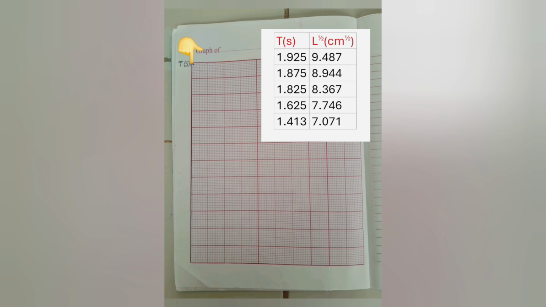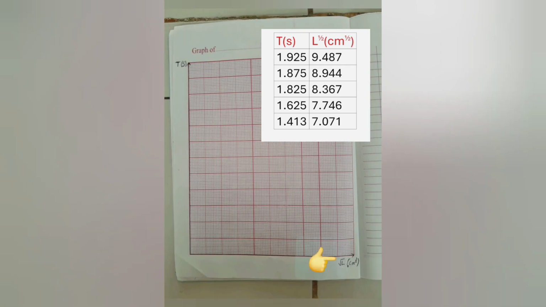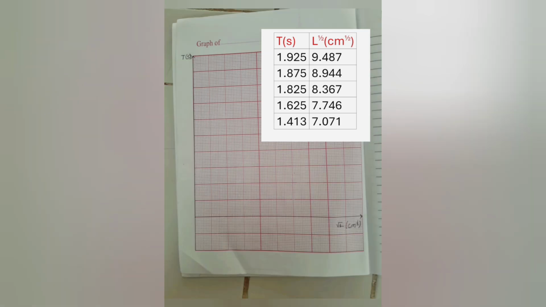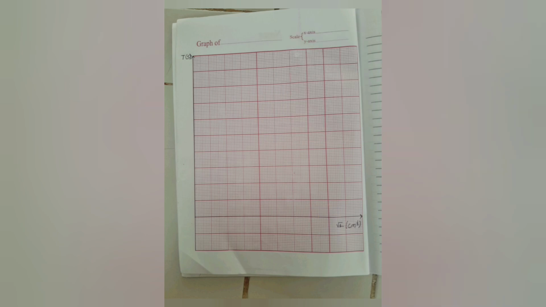Thirdly, draw your horizontal line, such that you will have 10 boxes when you count from the line upwards. You can skip 2 boxes before drawing the horizontal line. Fourthly, label the horizontal axis. In our example, we take root L to be the horizontal axis and root centimeters to represent the unit of root L. Your graph, after labeling, will look like this.